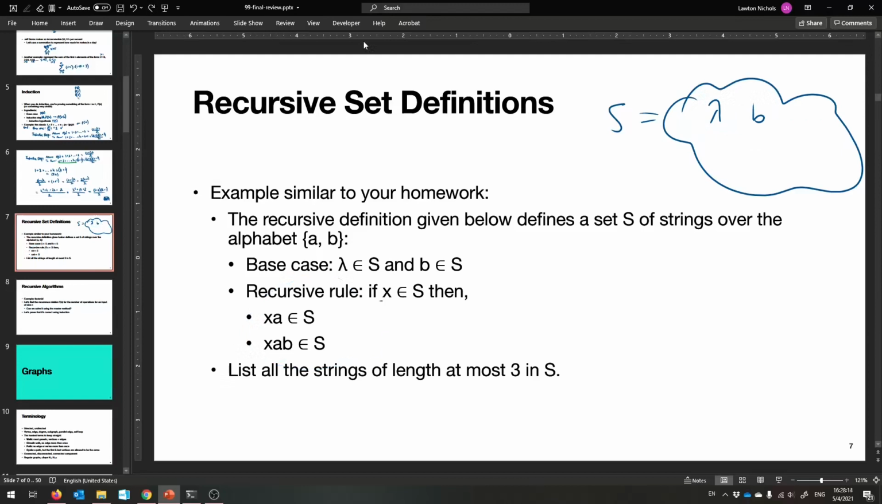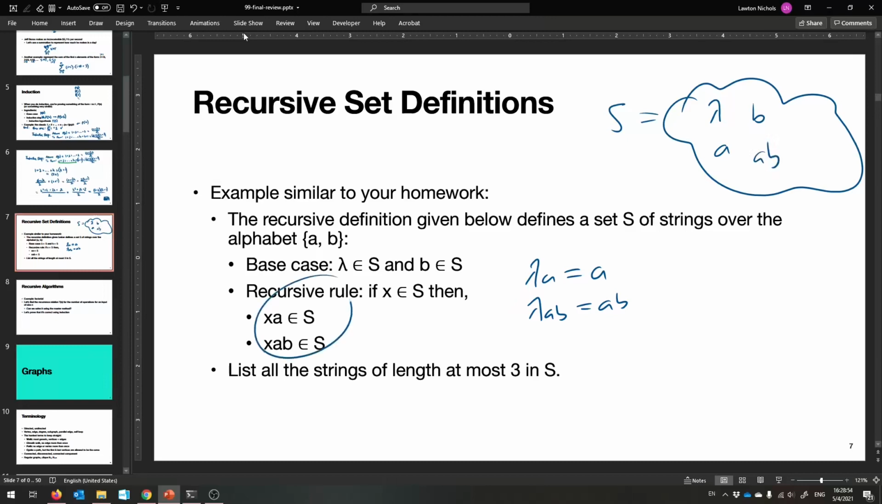Now we can use the recursive rules. You can take anything that's in S and use it with either of these rules. If you have something in S, you then have that thing with A concatenated at the end. You also have that thing with AB concatenated at the end. That's how you make bigger things. For example, lambda is in S, so I can use this rule to make lambda A and lambda AB. Remember that lambda is the empty string, so this is really a single character and this is really just 2 characters. These 2 strings get to be added to our cloud of S.